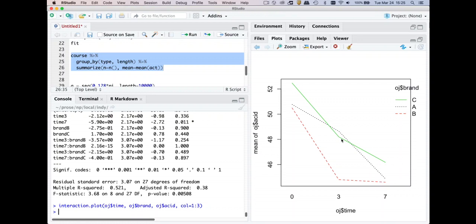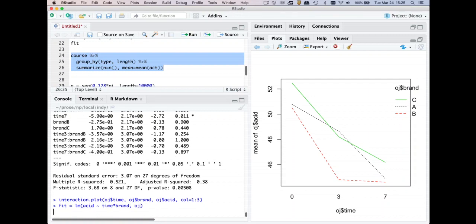All right, so we need to go fit a linear model. So let's go do that. So fit is equal to a linear model. We're going to predict acid as a function of time. We'll use the star operator. So time star brand, and our data frame is the OJ data frame.